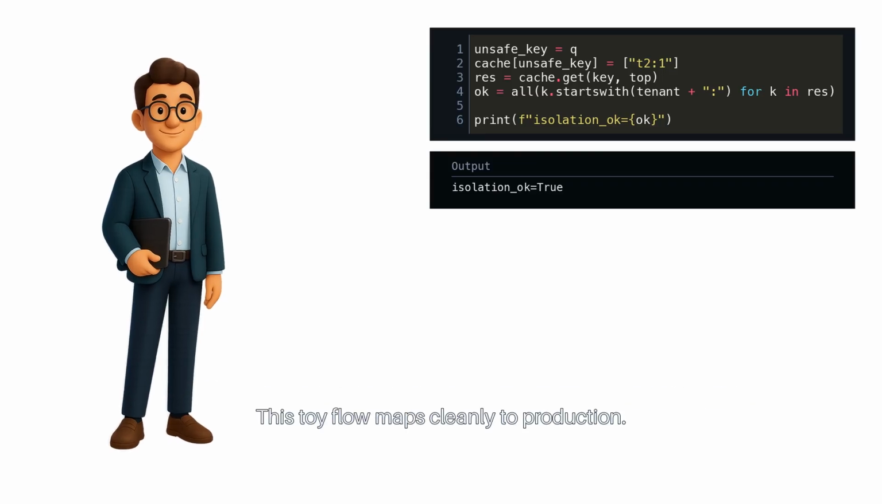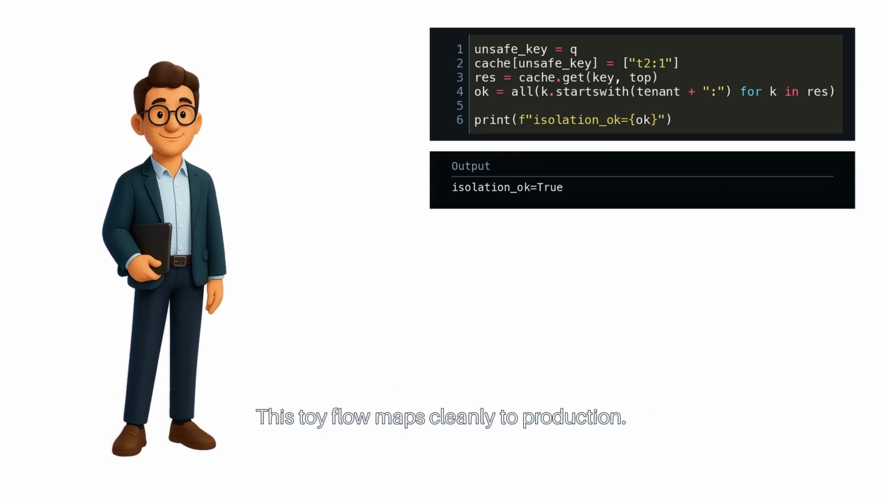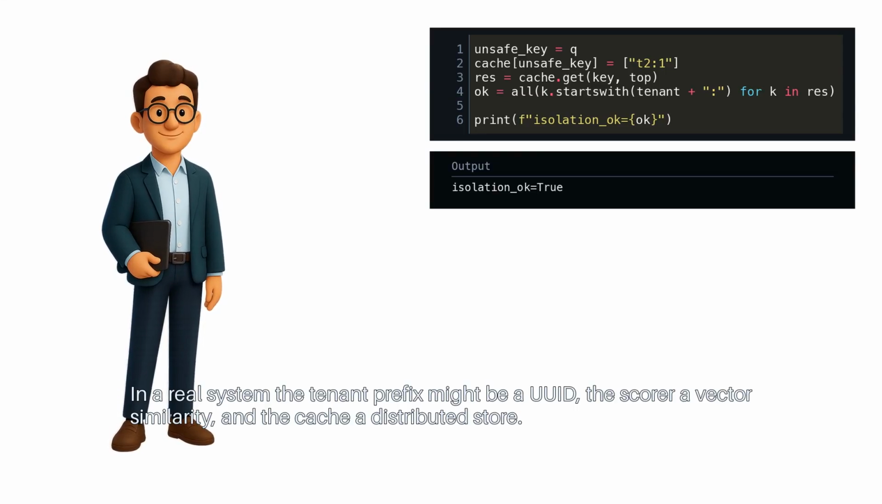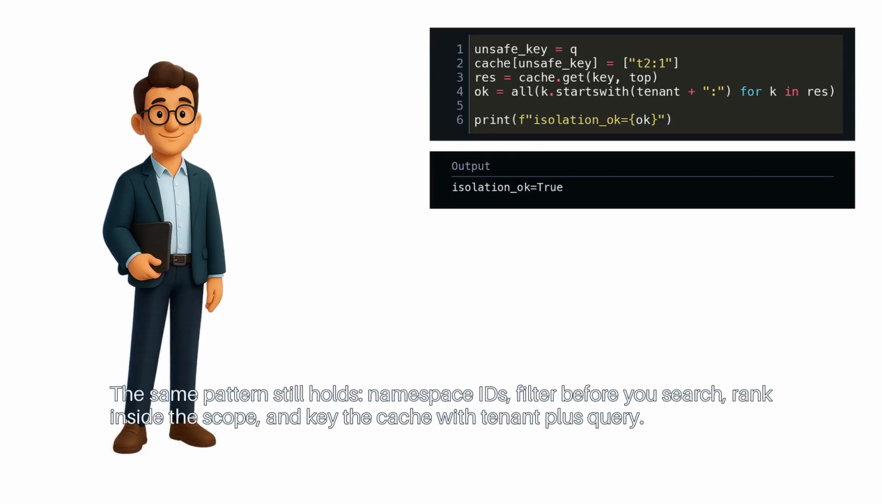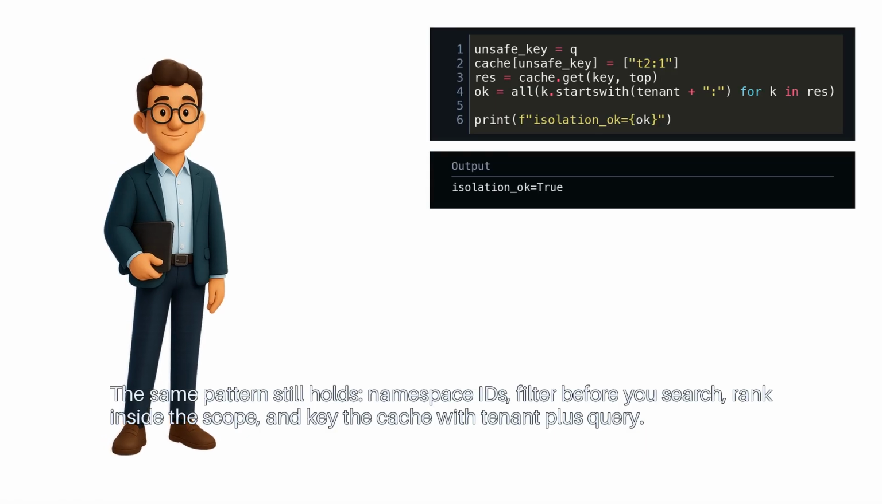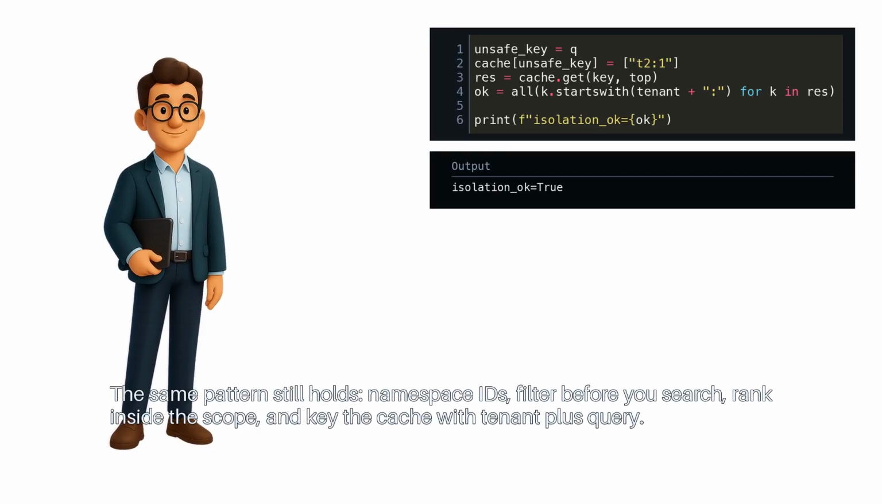This toy flow maps cleanly to production. In a real system, the tenant prefix might be a UUID, the scorer a vector similarity, and the cache a distributed store. The same pattern still holds. Namespace IDs, filter before you search, rank inside the scope, and key the cache with tenant plus query.